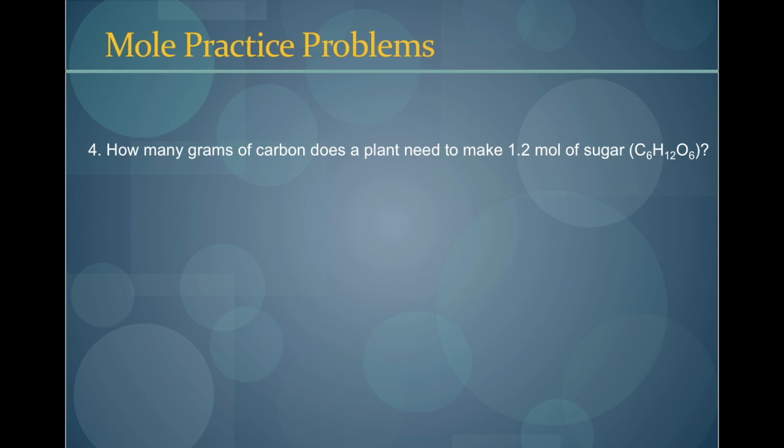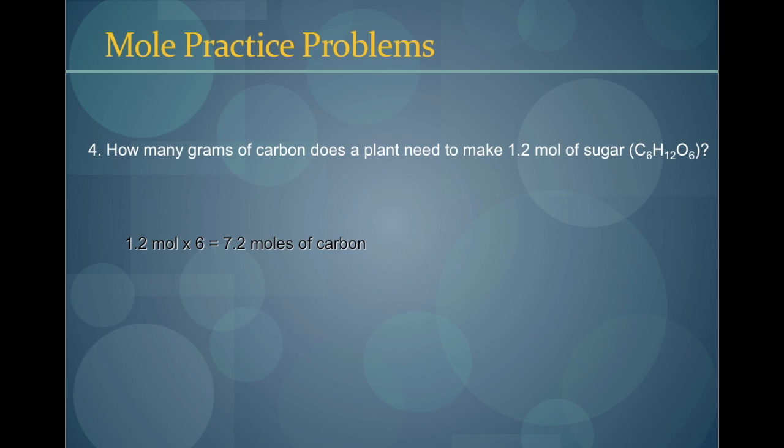So what do we need to do first? The first thing I like to do is write down what I know. So I know I have 1.2 moles of sugar. And then we want carbon. So we don't want grams of sugar, we want grams of carbon. So there's going to be 6 times as much, because there are 6 carbon atoms in a sugar molecule. So 1.2 times 6 is 7.2 moles of carbon.